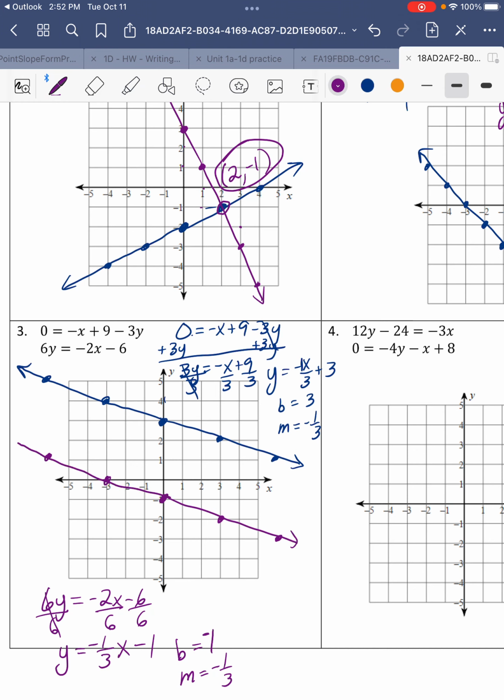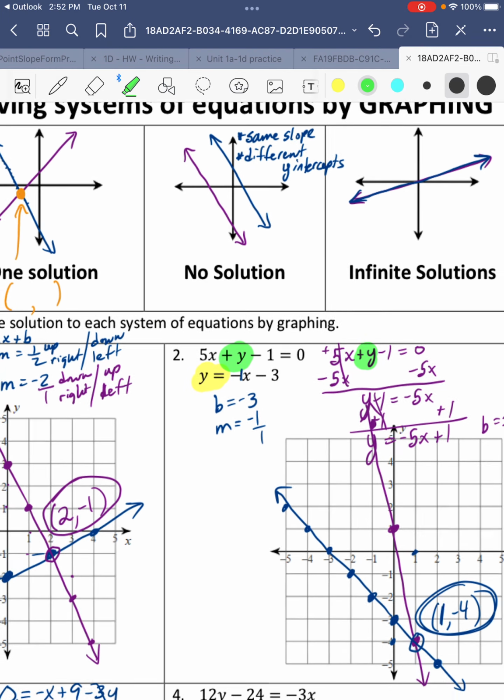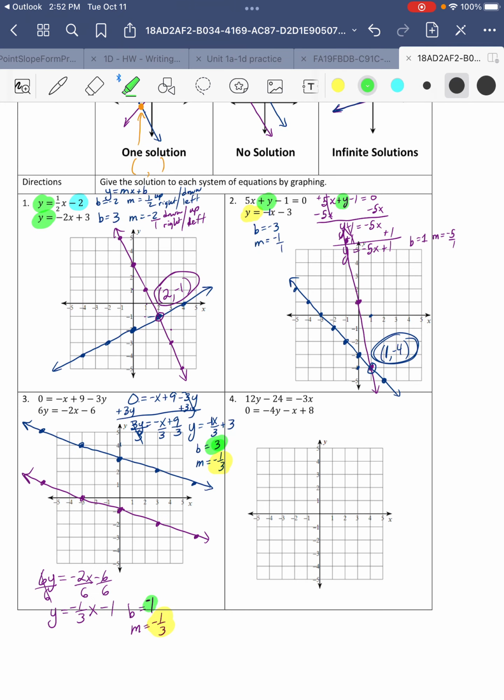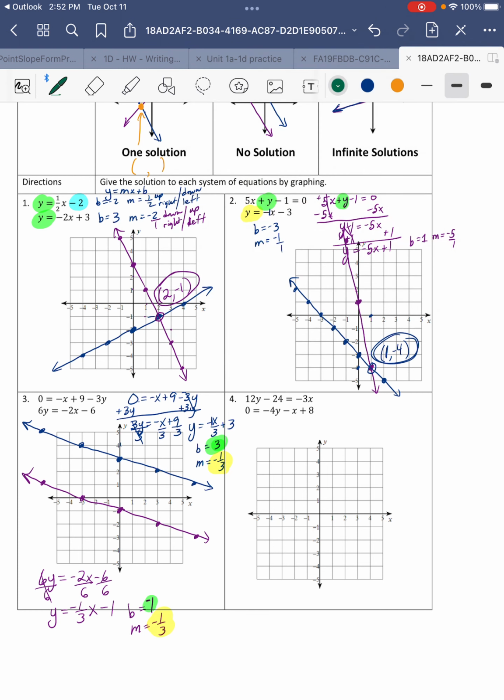Looks to me like these graphs are parallel. Take a look at their slopes. Slopes are the same. Y-intercepts are different. Looking back up here, same slope, different y-intercept. That's going to be a no solution. You can actually think about that anyways. Of course it's a no solution. They're never going to cross. So this is a no solution. That is the answer I'm looking for.